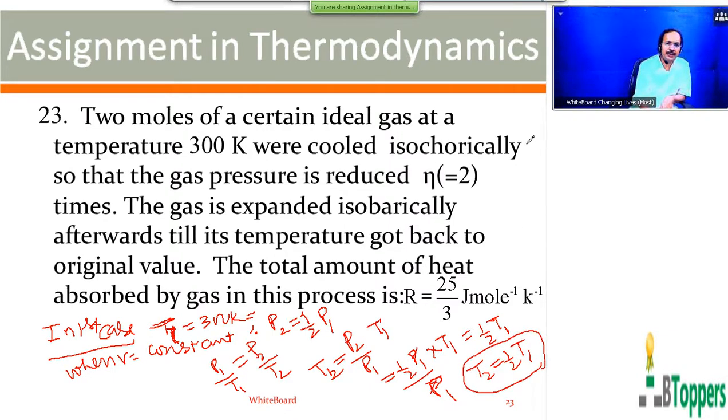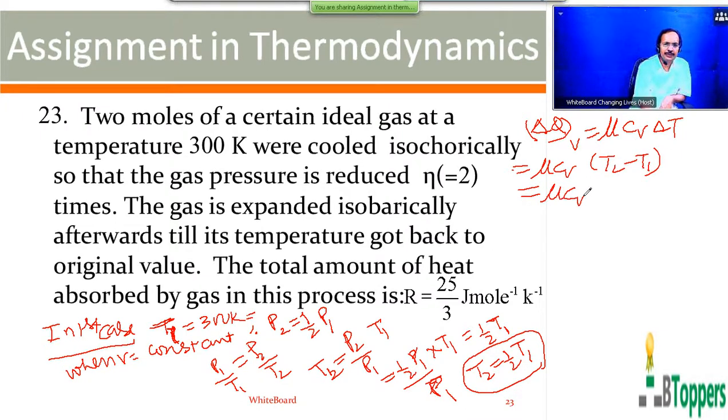Now this T2 becomes the initial temperature. So heat energy absorbed by the gas in the first case, at constant volume, denoted by delta QV, is nu CV delta T. CV is the molar specific heat at constant volume. Delta T is the change in temperature, T2 minus T1. That is nu CV times T2 minus T1. Call it as 1.